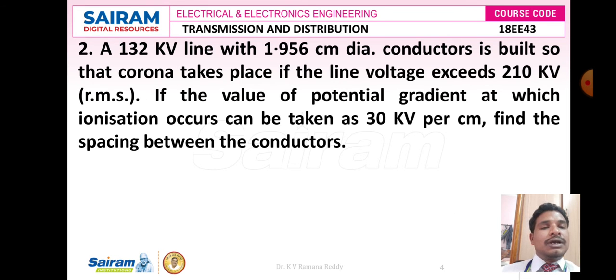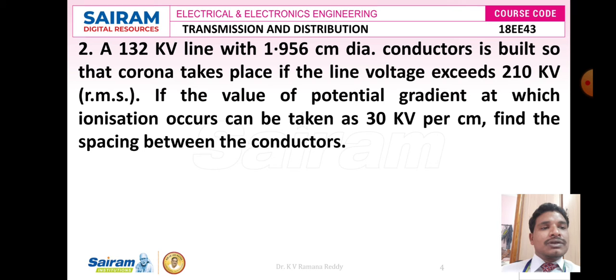If you look at this problem closely, the line voltage is given as 132 kV, with a conductor diameter of 1.956 centimeters. The conductors are built so that corona takes place only if the line voltage exceeds 210 kV. The potential gradient at which ionization occurs can be taken as 30 kilovolts per centimeter.